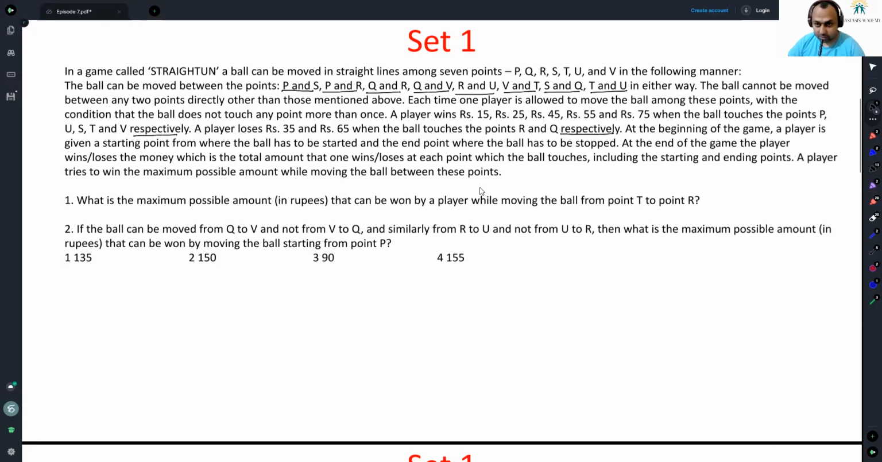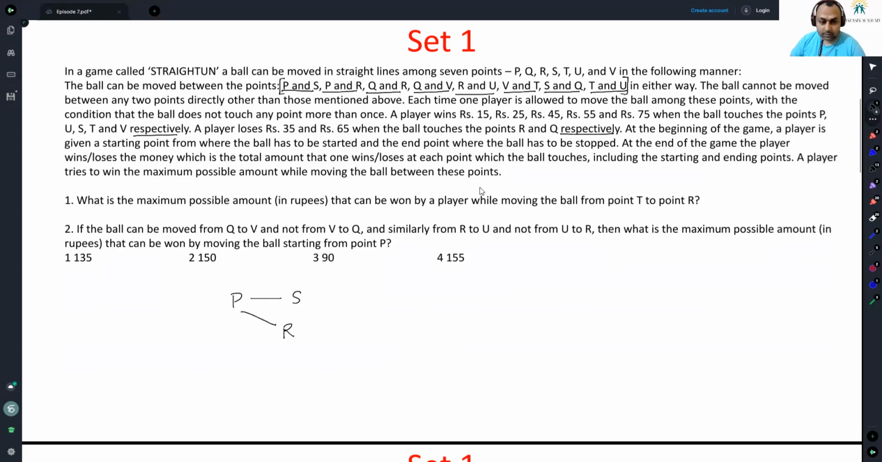This question seems like a network diagram sort of thing. So the first thing we have to see is where all the movement can take place. These are the 7 movements that have been told to us. So I can go from P to S, and I can also go P to R. This is told to me.